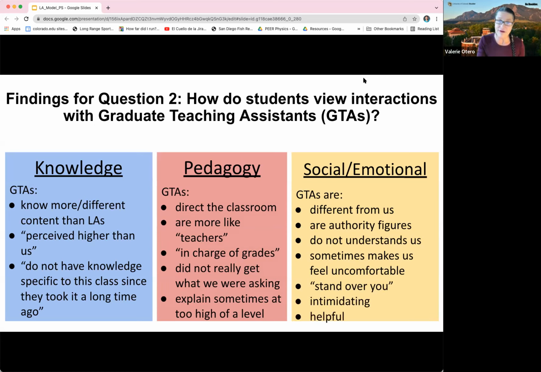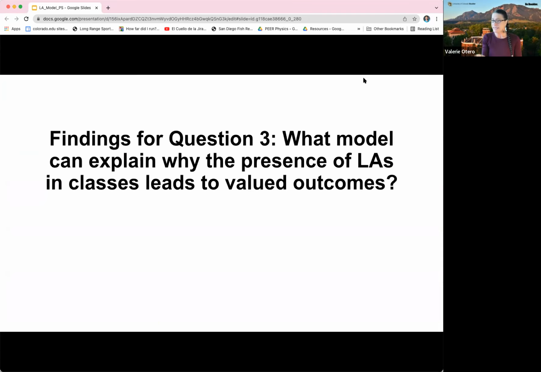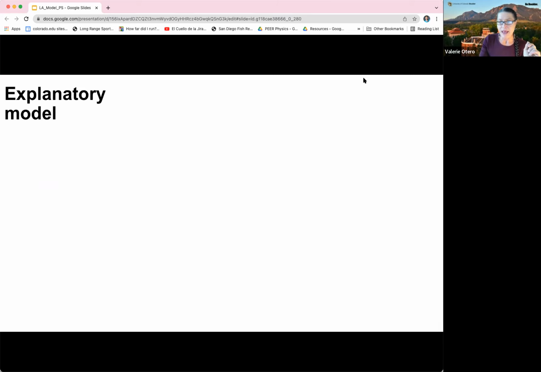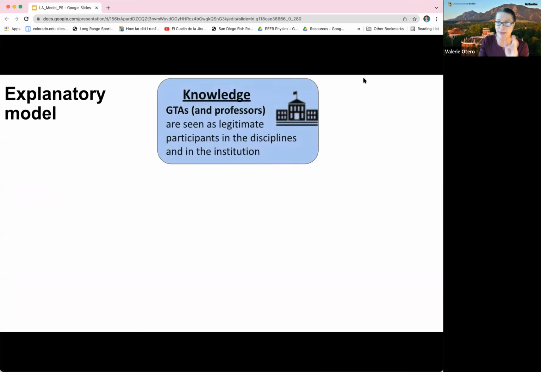So while they love their LAs and their TAs, you can see how different the way they describe their LAs is from the way they describe their graduate TAs. So then we set out to see what explanatory model could help us explain these outcomes. And so we set out to develop an explanatory model. In order to do so, I'm going to present you with a variety of images of the same data that I just described, to try to make a point.